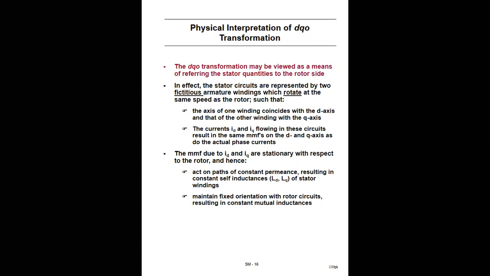The MMFs due to ID and IQ are stationary with respect to the rotor, and therefore they act on a path of constant permeance, resulting in constant self-inductances of the direct axis and quadrature axis, that is LD, of the direct axis, and LQ, of the quadrature axis of the stator winding. As well, they maintain fixed orientation with the rotor circuits, resulting in constant mutual inductances.